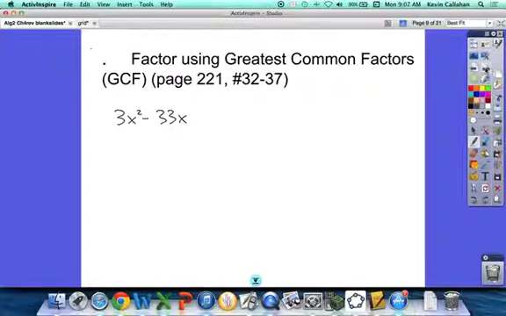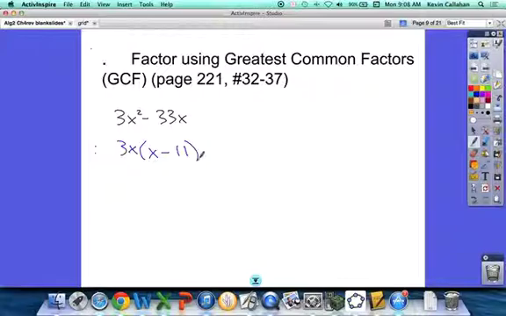What is the greatest common factor between 3x squared and 33x? 3x, right? Both of those numbers are divisible by 3. And there are 2 x's as factors here, and there's 1 x as a factor here. So you take out one of the x's, and what's left? If you take away 3x from 3x squared, there's still an x there. And you take away 3x from 33x, there's still minus 11. Done.